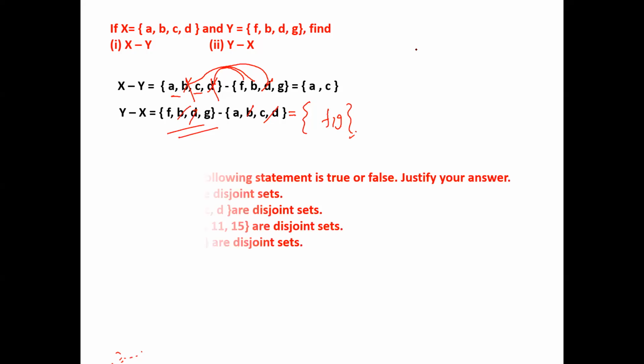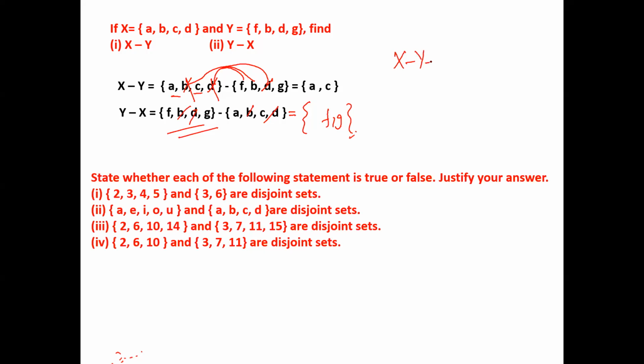So generally X minus Y is not equal to Y minus X. We call this property the commutative property. Difference of sets is not commutative. X union Y is equal to Y union X, that is commutative. X intersection Y is equal to Y intersection X, commutative. But minus is not commutative.